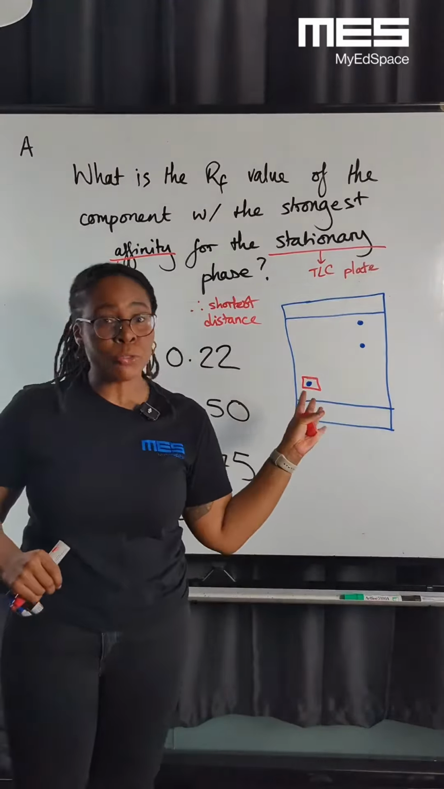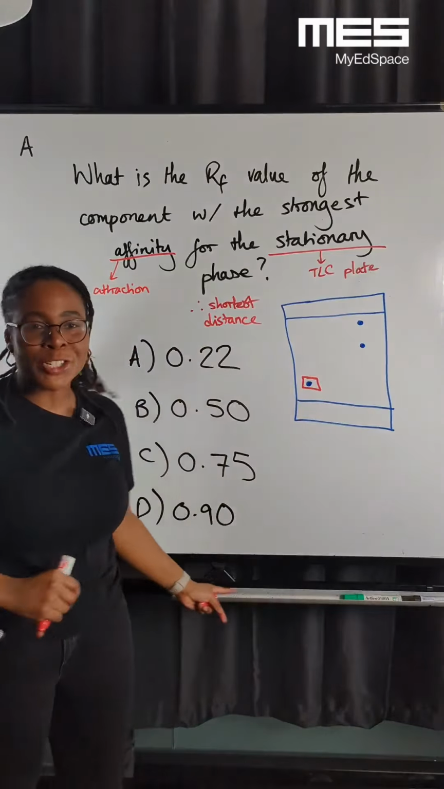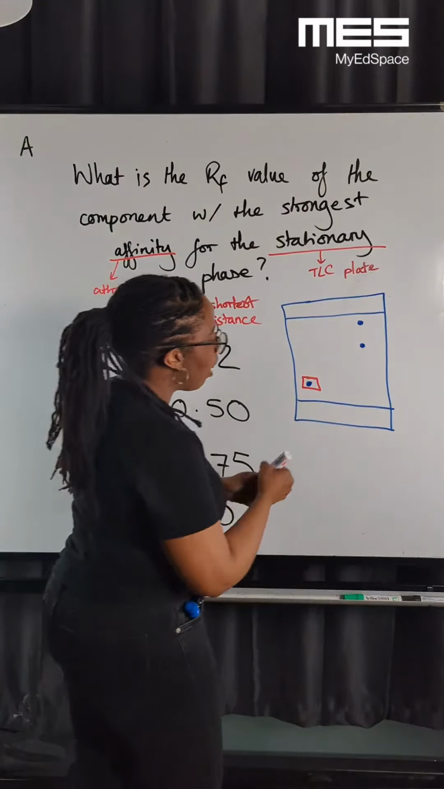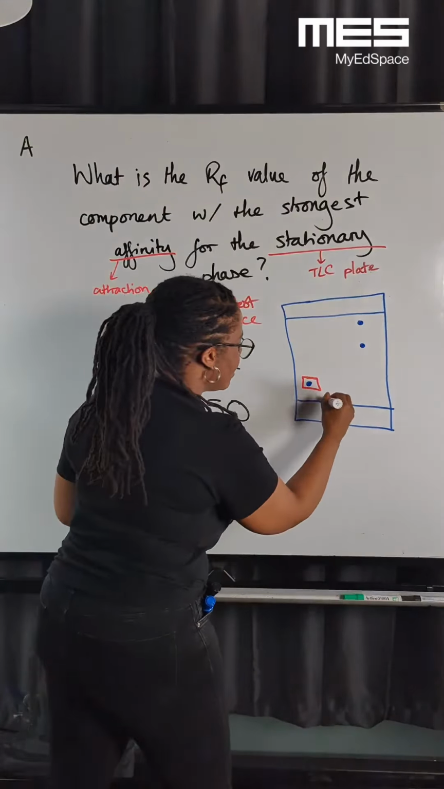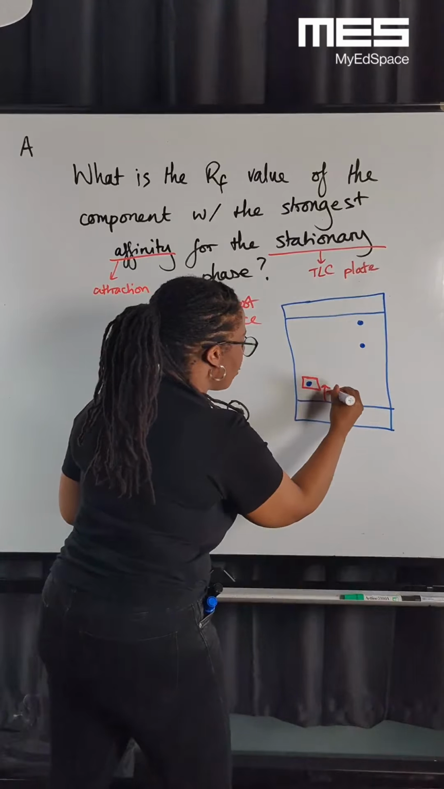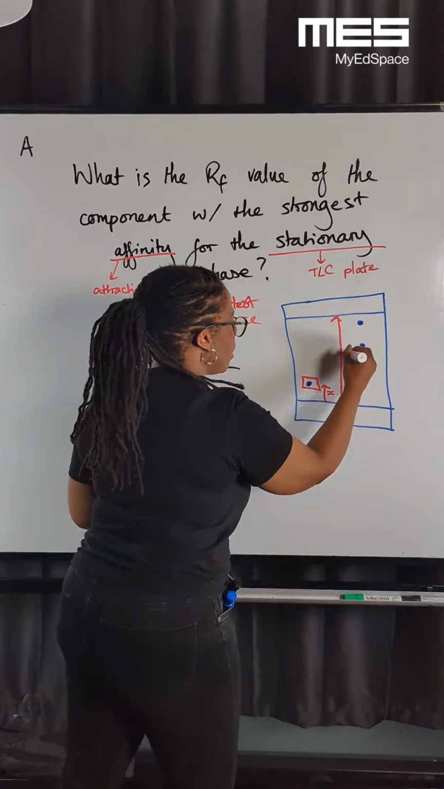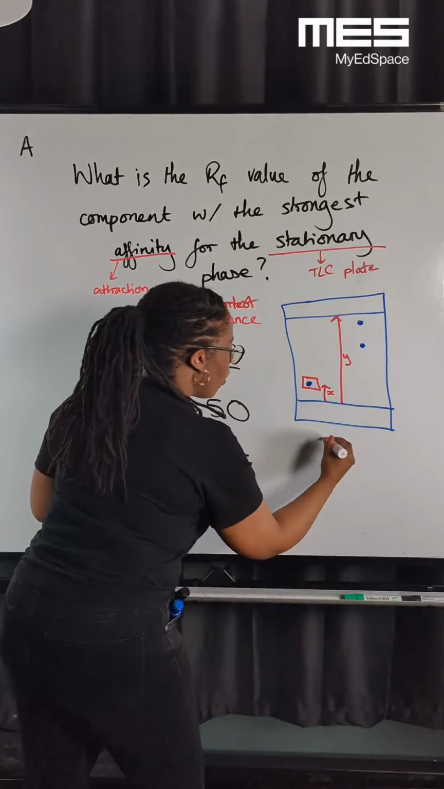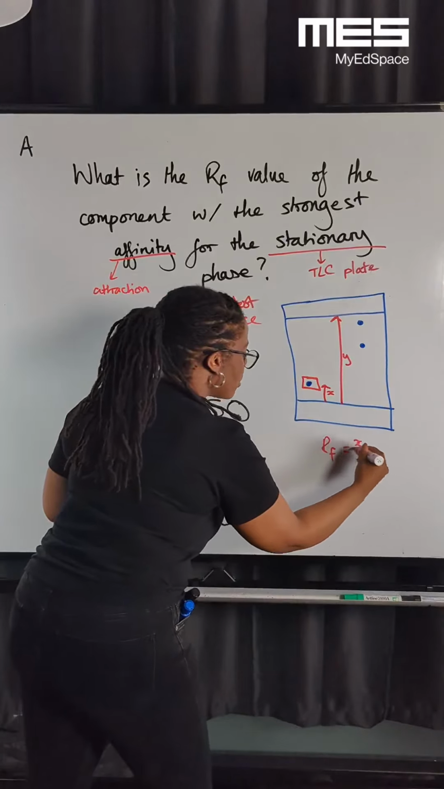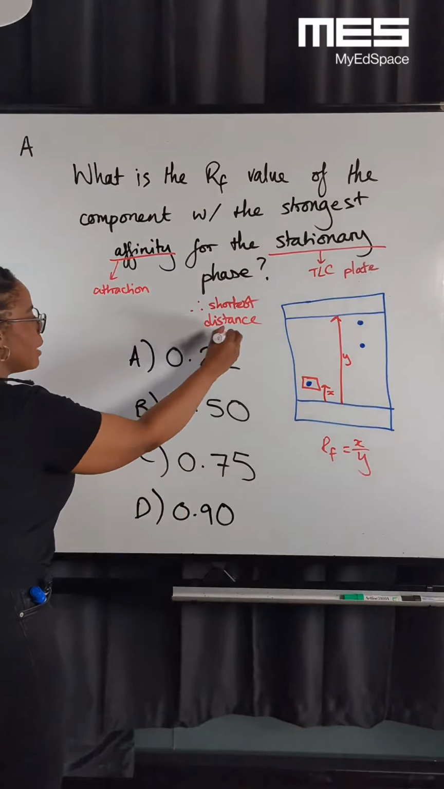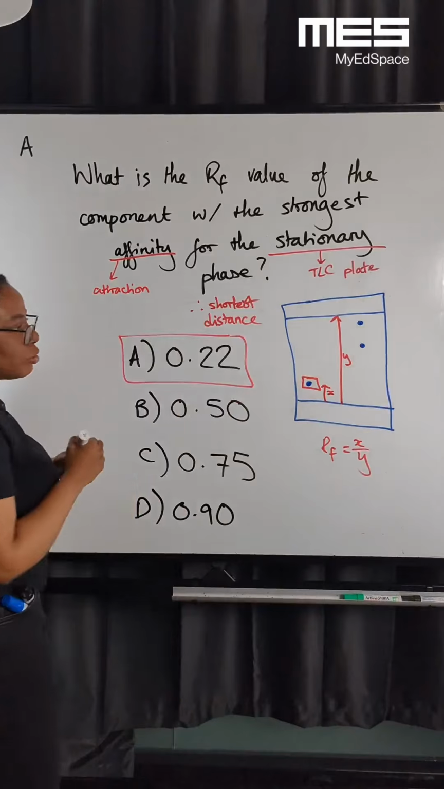Now, even without a ruler, we can still figure out which of these is the correct answer, because we know that our RF value is calculated as the distance traveled by the spot, I'll call that X, over the distance traveled by the solvent, I'll call that Y. So RF is equal to X over Y. We can see quite clearly here that our answer is going to be A, 0.22.